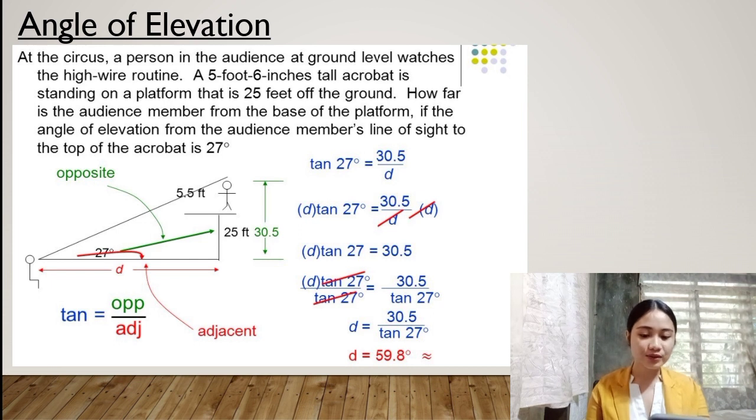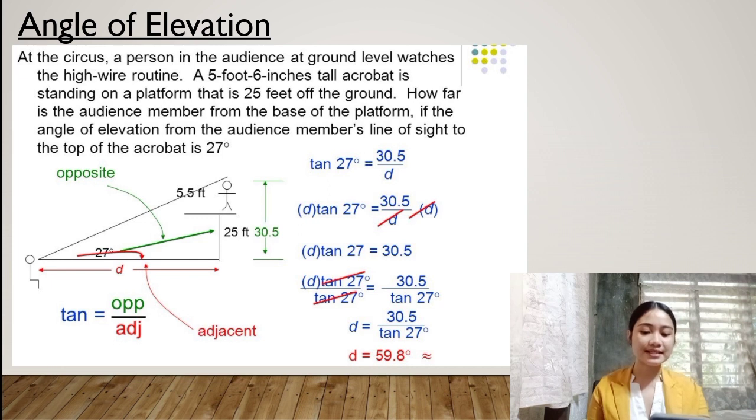Okay, so now we are going to multiply both sides para ma-cancel yung distance dito para ma-transfer sa kabila. So we are going to multiply both sides, distance times tangent 27 degrees is equal to 30.5 over distance times distance. So, cancel natin distance dito sa kabila.